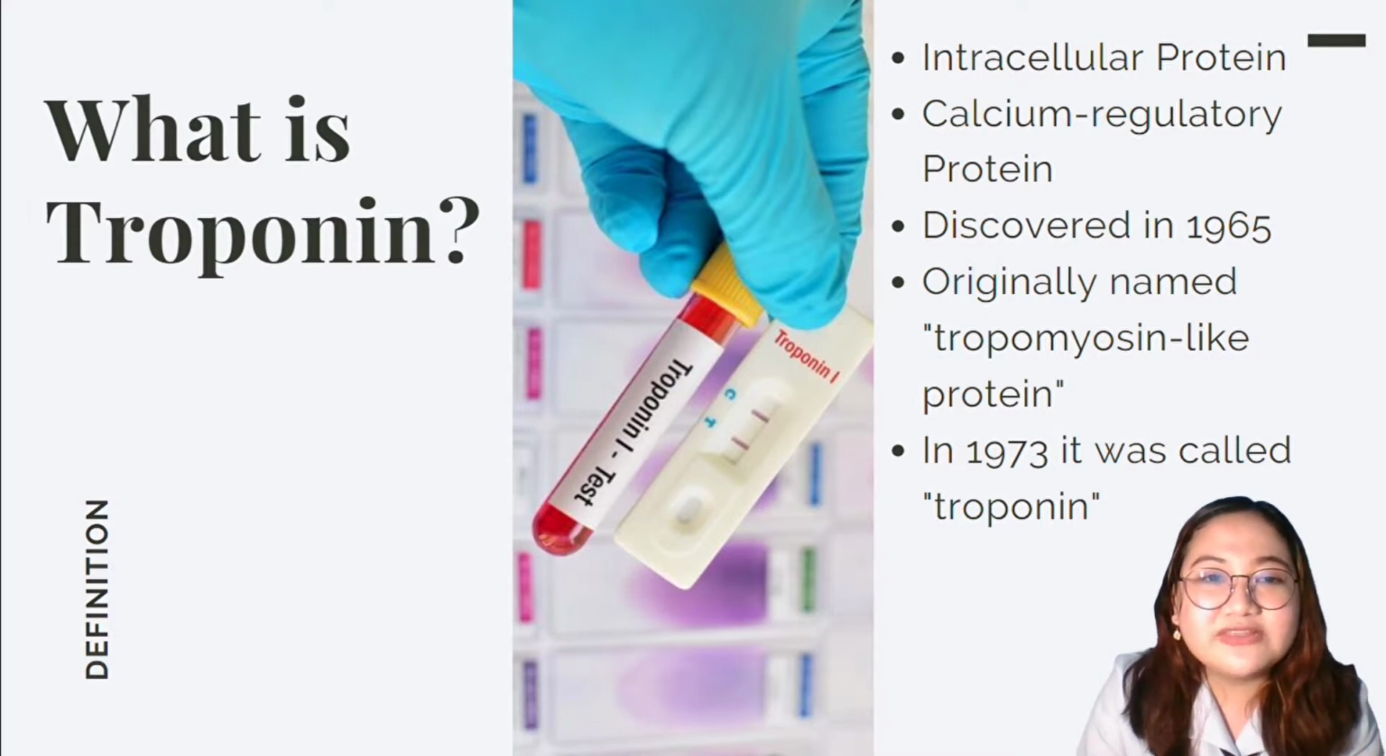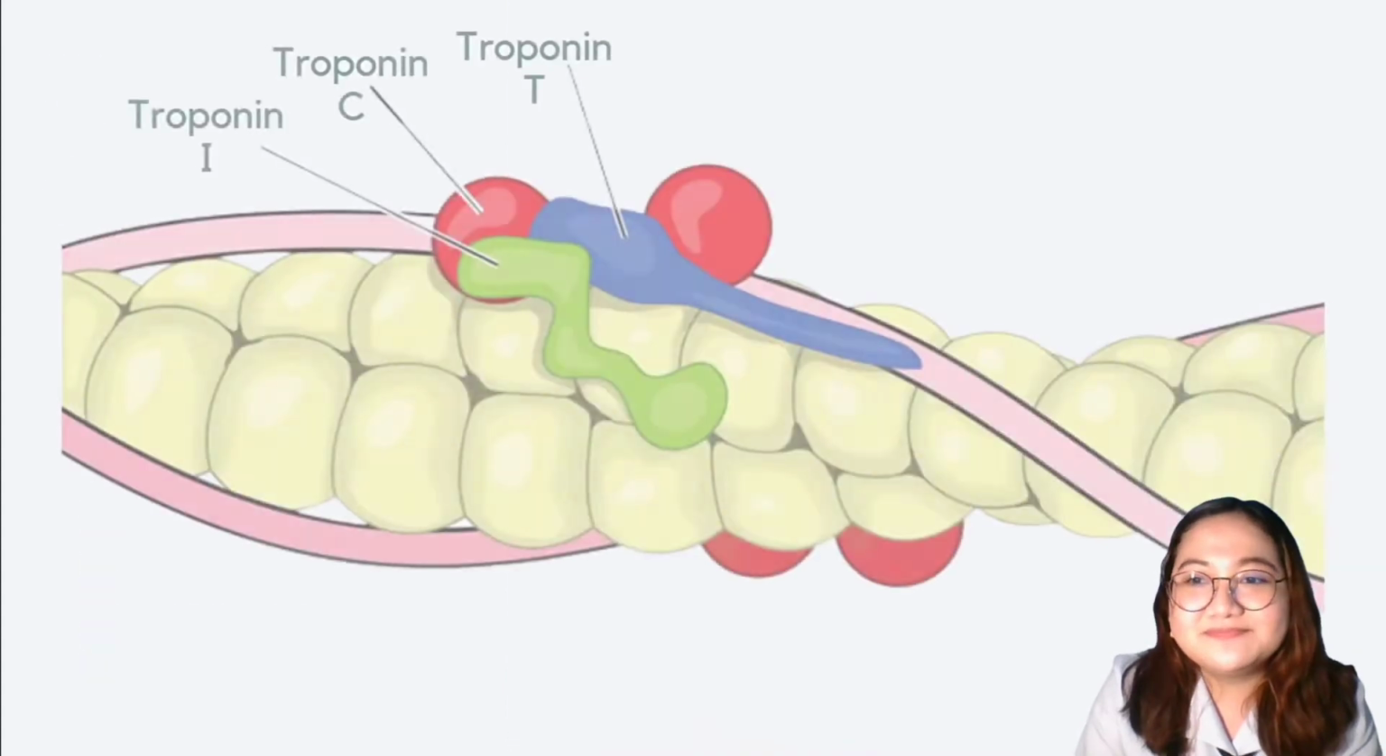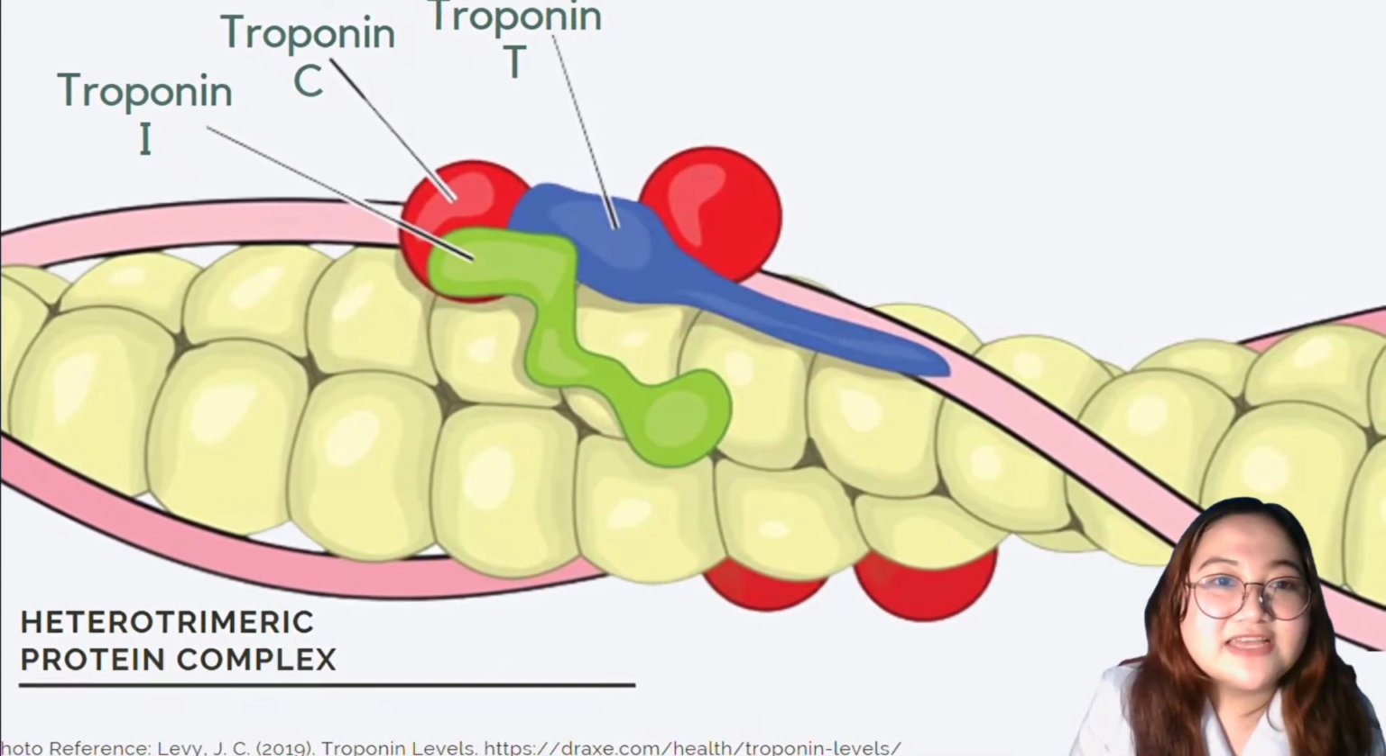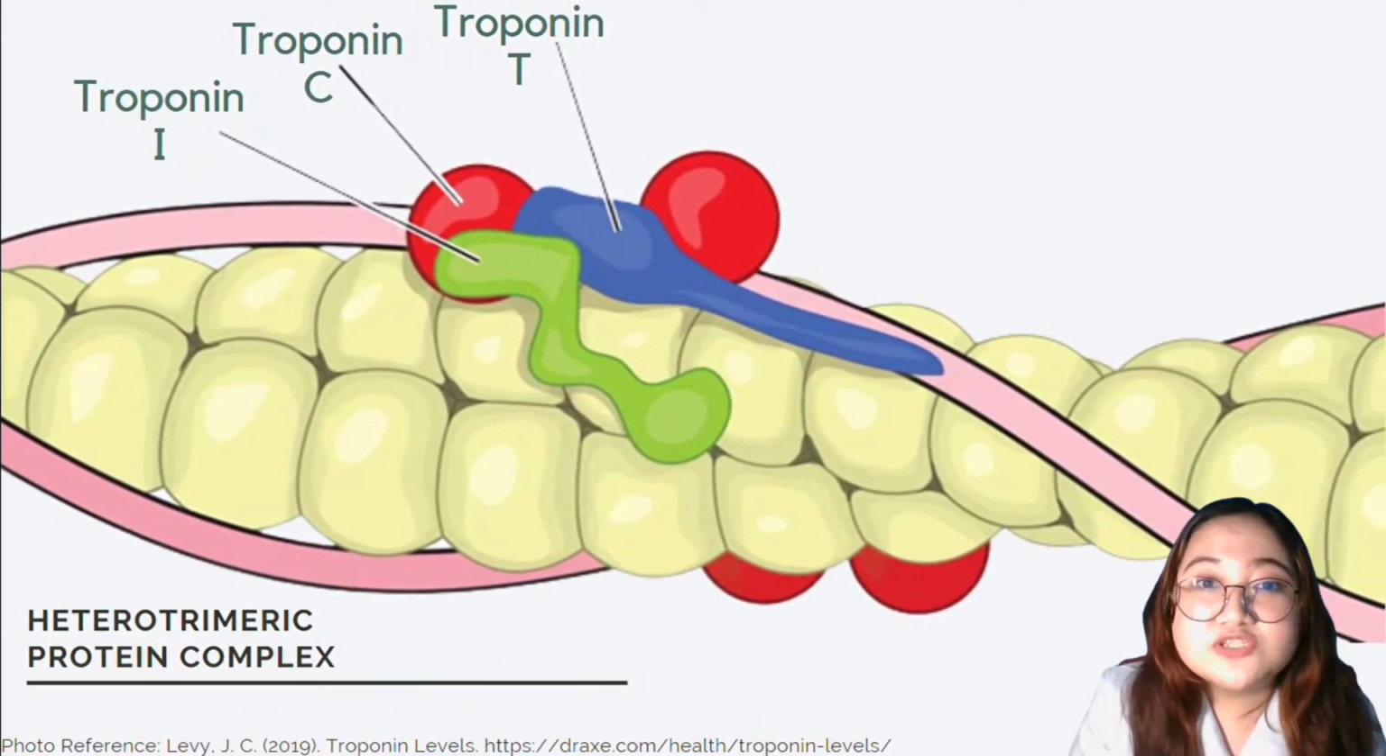Troponin was first discovered in 1965 and was originally named tropomyosin-like protein because troponin and tropomyosin are both regulatory proteins. However, in 1973, it was purified and characterized from skeletal muscles of a rabbit as a separate complex consisting of 3 protein subunits and later on termed as troponin. Troponin is a heterotrimeric protein complex which is arranged in a 1:1:1 stoichiometric ratio along the thin filament.